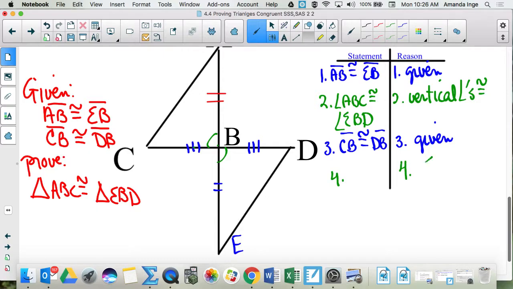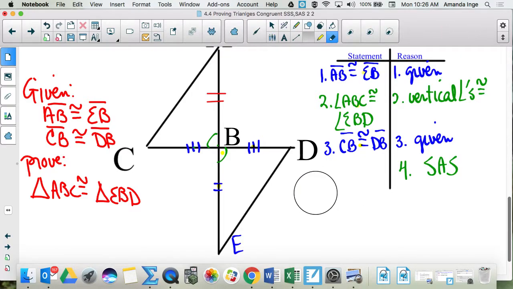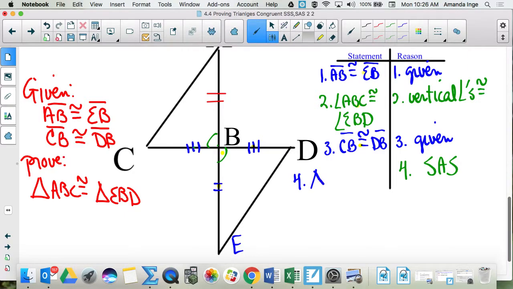So that I know that I'm using side, angle, side. Once again, I think if you point to it you have a side, an angle, and a side. Like I said, I have a side, an angle, and a side. Then I know that these triangles are congruent, so we can say triangle ABC is congruent to triangle EBD.